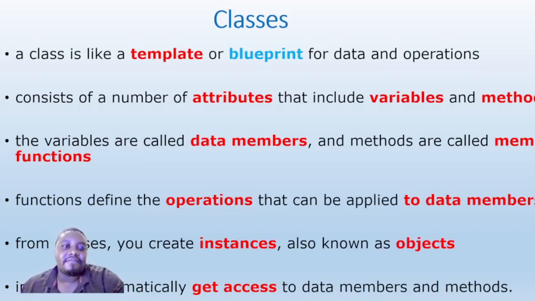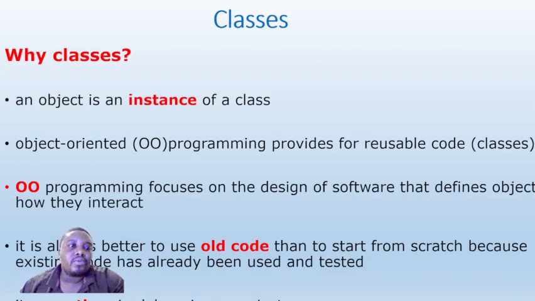Functions define the operations that can be applied to data members, and from classes you create instances, also known as objects. Instances automatically get access to data members and methods. So why classes? An object is an instance of a class. Object-oriented programming provides for reusable code, which is classes.